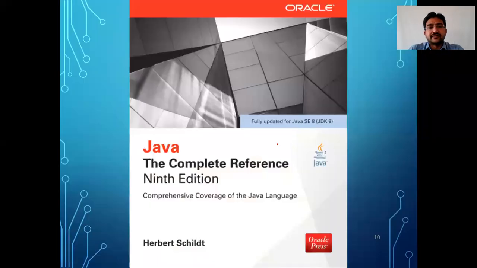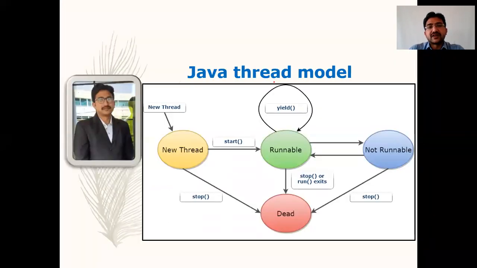So today we're going to see a topic called Java thread model. We are referring to the book Java: The Complete Reference as well as other internet resources. So coming to this topic, Java thread model. Like for any programming, we have a life cycle, right?